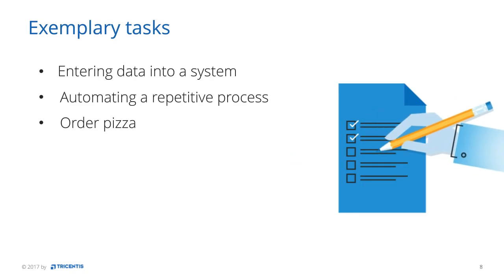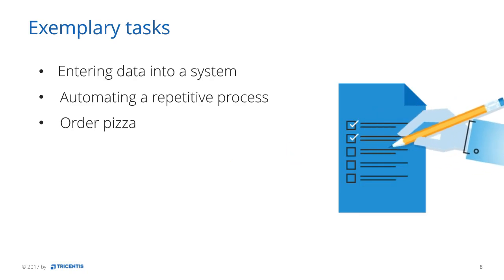So for example, it can be entering data into a system, automating a repetitive process, or just ordering pizza. If you have something like Pizza Fridays, like we have in our company, or other things where you regularly order stuff, automate your pizza ordering process. When you have a Tosca license in your company and you have access to the internet, why not?